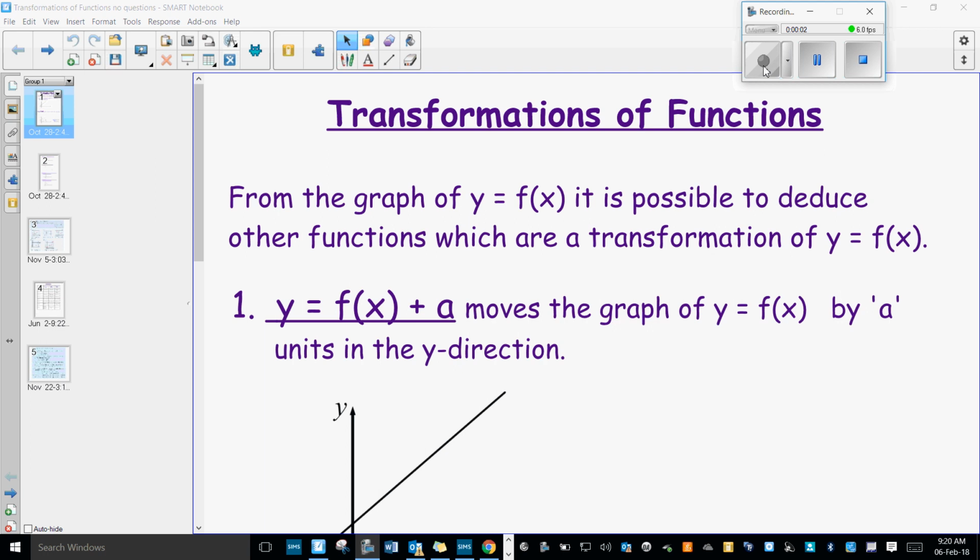Okay, so this is transformations of any function. If we have any graph, we may know the equation of it, we may not know the equation of it, and we could possibly be asked to transform it.